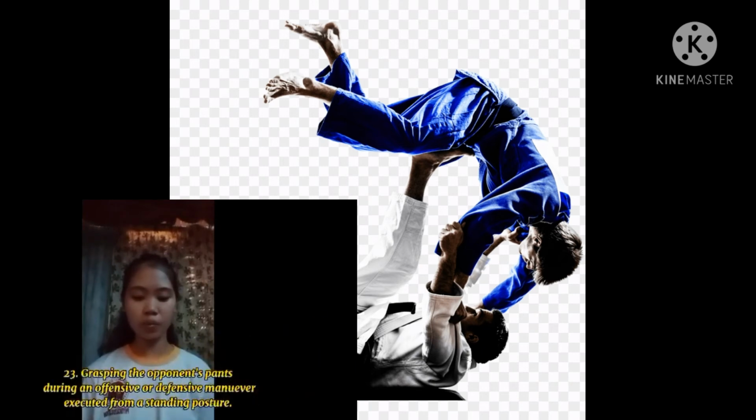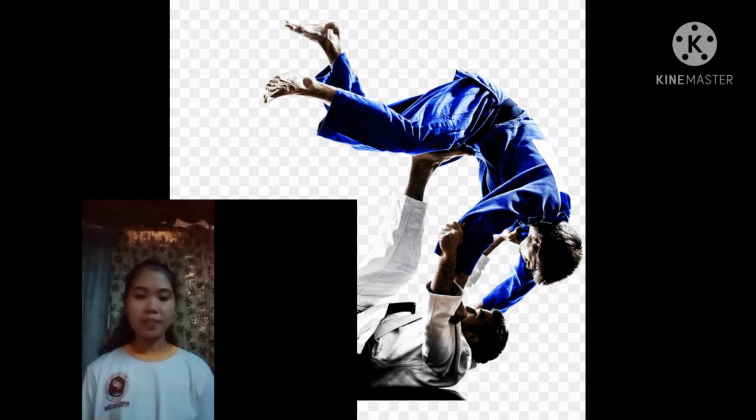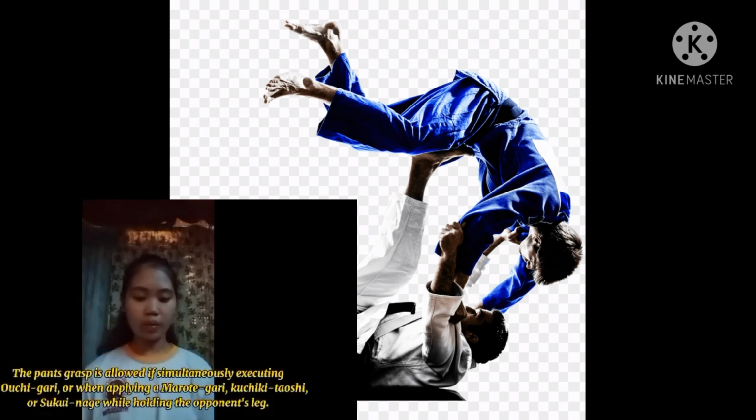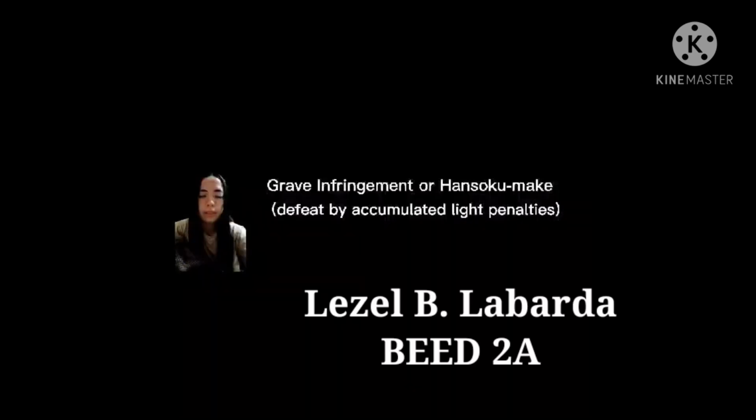And the last, number 23, is also not allowed: grasping the opponent's pants during an offensive or defensive maneuver executed from a standing posture. The pants grab is allowed if simultaneously executing an ouchi gari, or when applying a morote gari, kuchiki taoshi, or sukui nage while holding the opponent's leg.